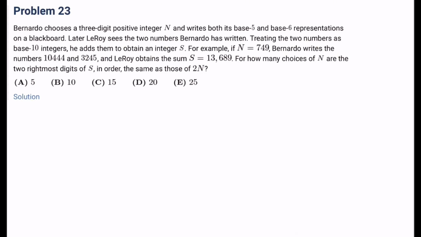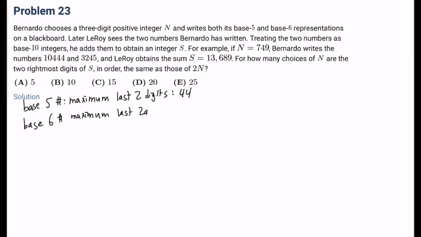Okay, so we need to stop Leroy getting numbers and adding them for no reason. So we have base 5 and base 6 numbers. For our base 5 numbers, the maximum last 2 digits are going to be 44. And for the base 6 number, the maximum last 2 digits are going to be 55. If we add these together, they sum to 99, so there's no carrying over to the hundredths place.